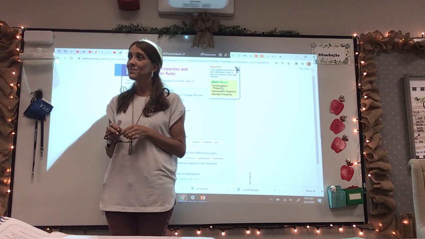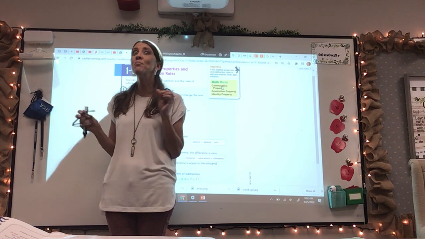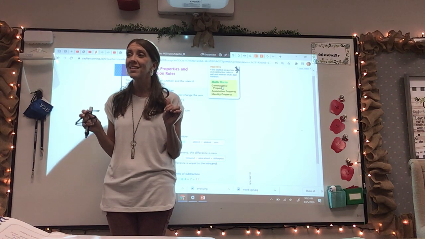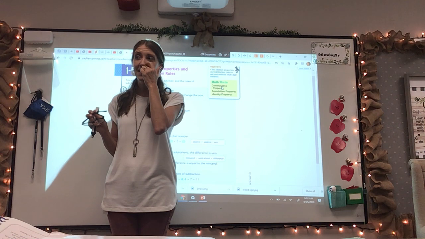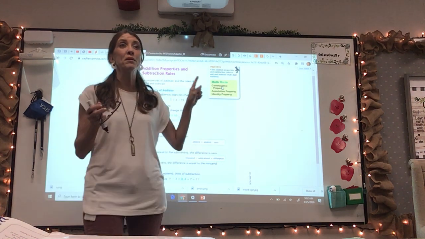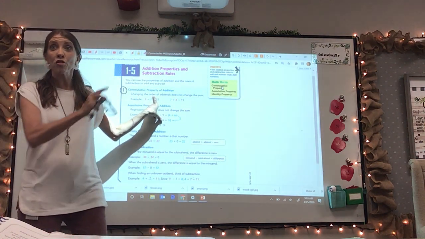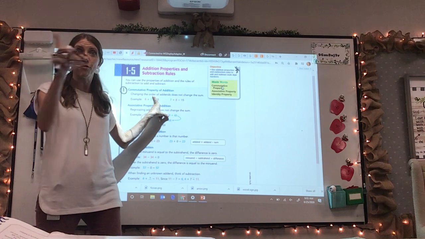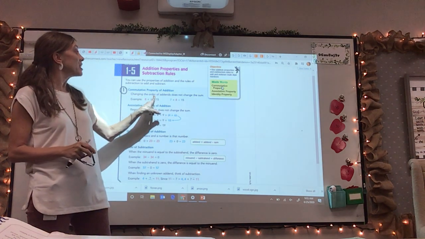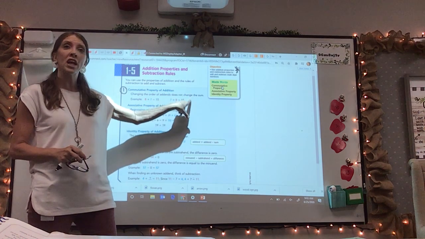Something's going back and forth. The location of something is going to go back and forth. Romy? So it's the two numbers, but you just keep on switching them. Ding, ding, ding. The commutative property of addition: changing the order or the location, like they're commuting back and forth to work and home, changing the order of the addends does not change the sum.